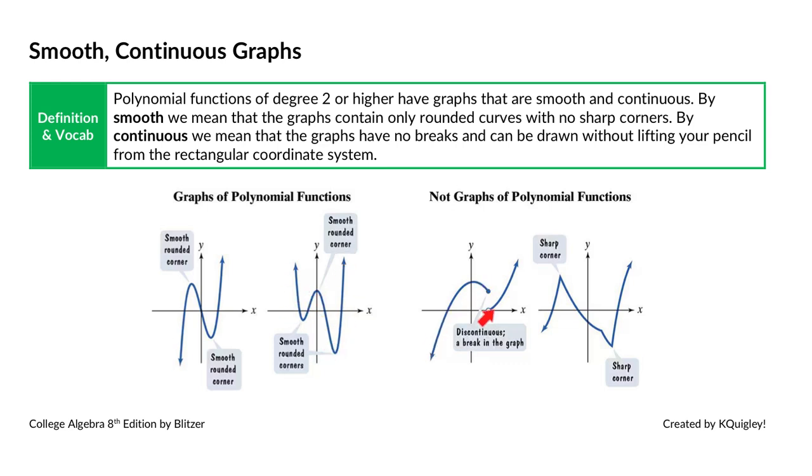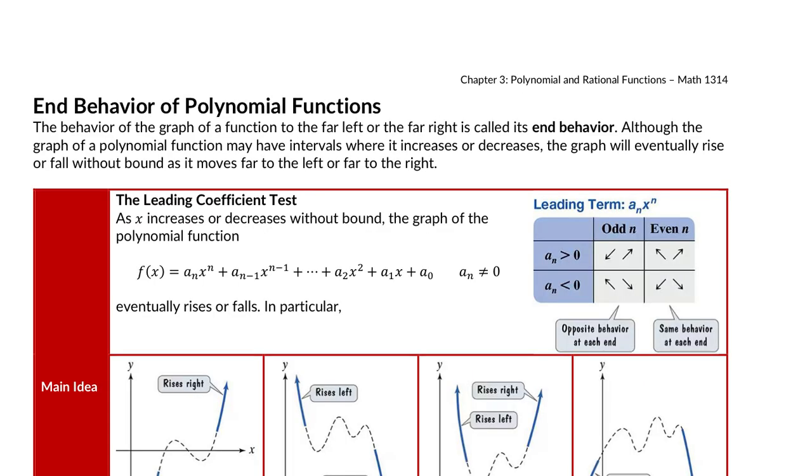These are not continuous. Do you see how we have this break right here? That would be called a piecewise function. Do you see how this one has a sharp corner? That is not a polynomial. They must be smooth and they must be continuous. Yes?